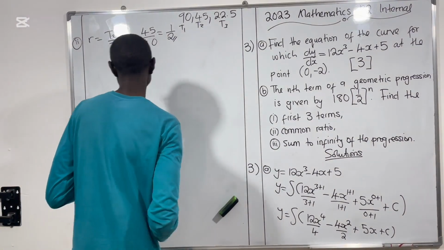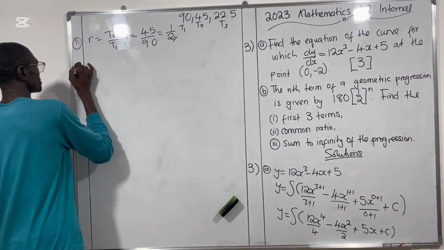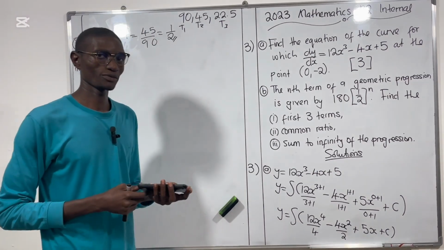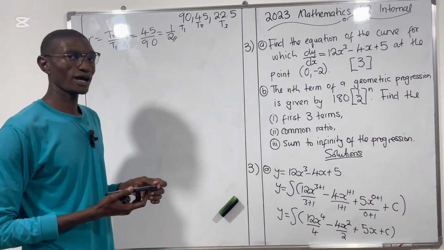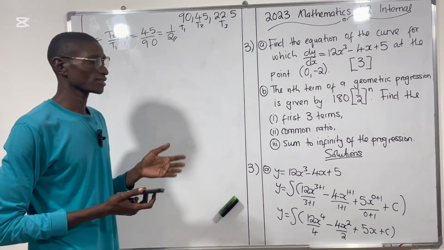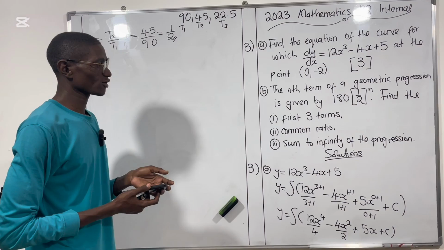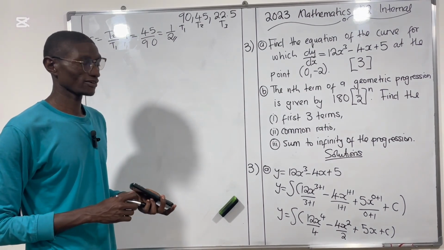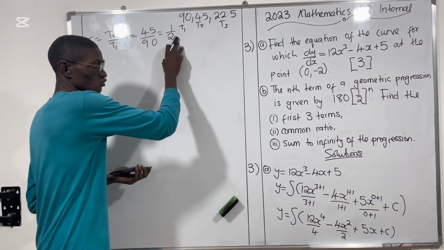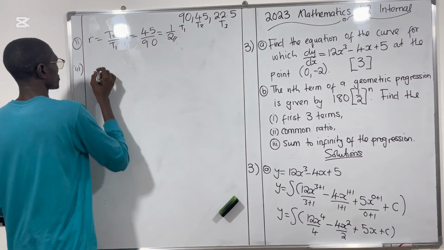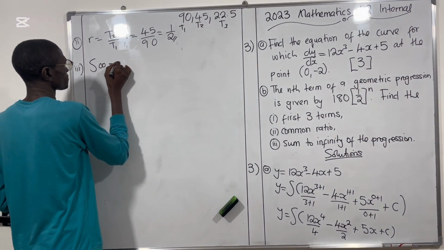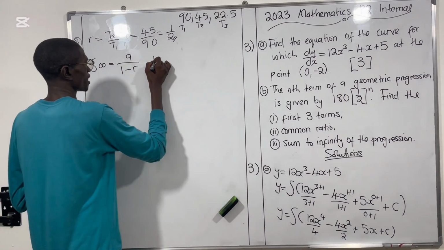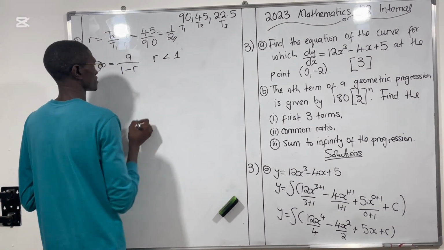We now come to this one, which is the sum to infinity. So to find the sum to infinity, this one is determined by the common ratio. If the common ratio is less than 1, then you can find the sum to infinity because that particular progression converges. If the common ratio is greater than 1, you can't find the sum to infinity because that particular progression diverges. So our common ratio is 1 over 2, meaning we can find the sum to infinity. So the sum to infinity is given by the formula A over 1 minus R. So this is when R is less than 1.